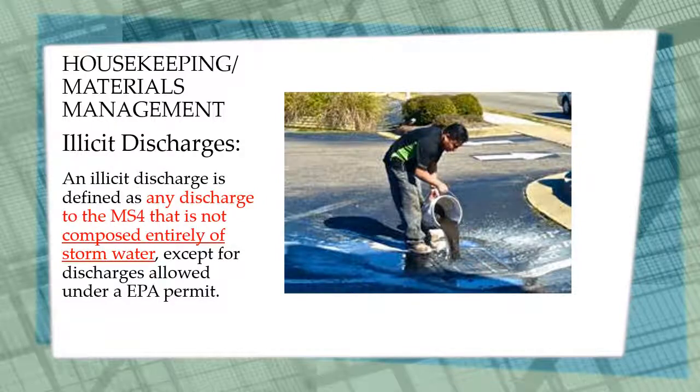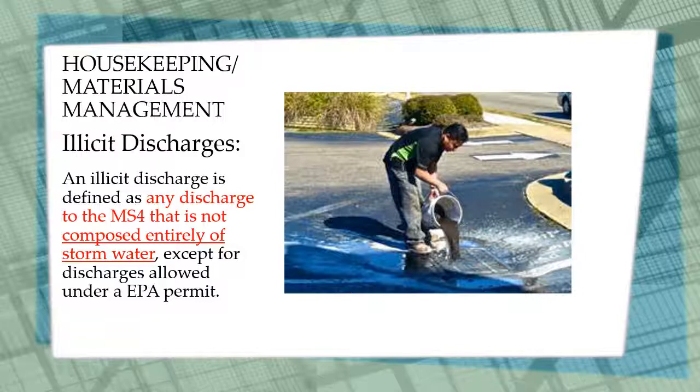Let your contractor know that illicit or illegal discharges are a big thing to the Environmental Protection Agency. An illicit discharge is defined as any discharge to the MS4 or storm drain system that is not composed entirely of stormwater, except for those discharges that are allowed under an EPA permit.